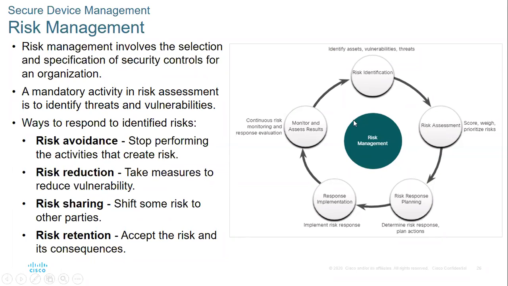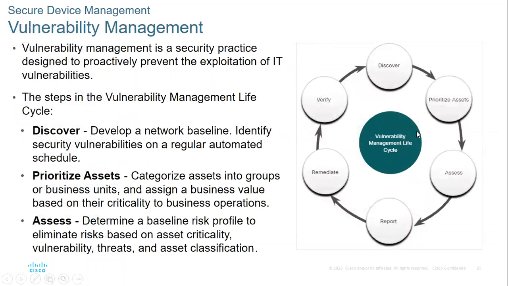Of course, risk management involves, one, identifying the risks through identifying the assets, vulnerabilities and the threats. Then you have to do the risk assessment, coming up with the values of the risks. Risk response planning, response implementation. You have to continue monitoring and assessing the results. So this is a cycle. Where you need improvement, you need to improve. Where you need new plans, you have to include those new plans, and so on.